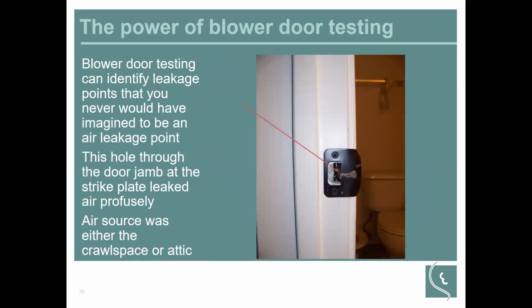And here, during these tests, it's really amazing where you find leaks sometimes. I walked through this doorway into this bathroom and felt a breeze, and I didn't know where it was coming from at first until we found out it was right at the strike plate here, and it was a really odd place. We never really did figure out, is it coming from the attic? Is it coming from the crawl space? It really shouldn't have been air leaking there. With standard framing practices, we don't know where it would have come from. But the solution was to squirt some spray foam in that hole to stop that air leakage.